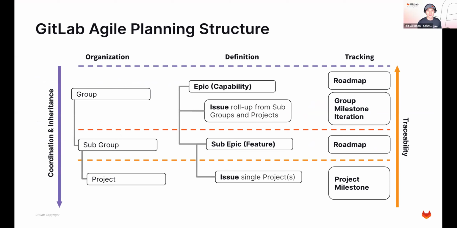So I know that was a lot of information. Here we can have a visualization of everything that we just discussed. On the left-hand side, we see all the organizational aspects here from groups, subgroups, and projects. Everything around defining our work from epics, issues within those epics, or sub-epics of those epics that themselves contain issues. And then finally, in terms of tracking, we can see here everything from roadmaps, milestones, iterations, and so on.